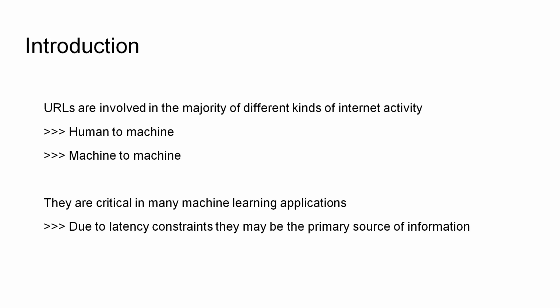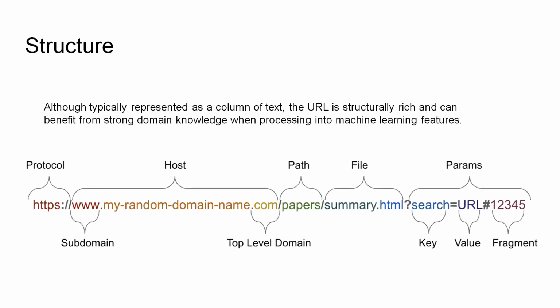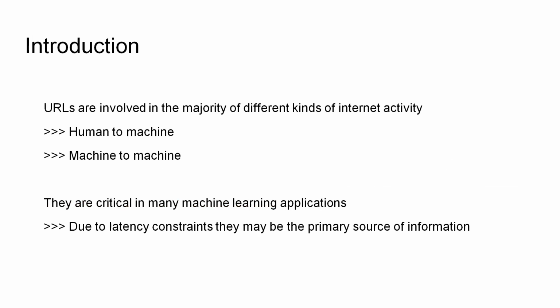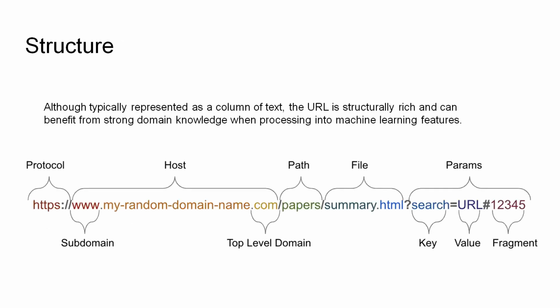And for some of these applications, because they have latency considerations, i.e. the machine learning system needs to react really quickly, often the URL is the most important piece of information it has available to it. So it means that it's a really critical thing that we focus on in developing these machine learning systems.